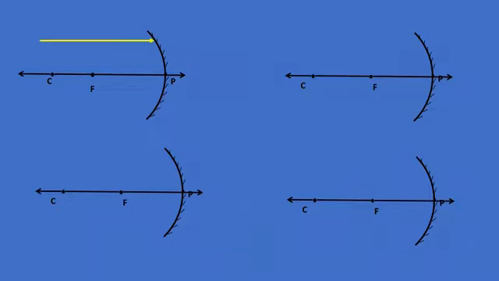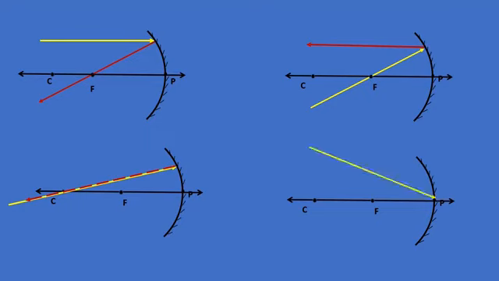Light ray which is passing parallel to principal axis passes through principal focus after reflection. Light ray which passes through focus after reflection comes out parallel to the principal axis. Light ray which is passing through center of curvature gets reflected in the same direction. And the last, when the light ray is incident at the pole, it gets reflected in such a way that the angle with principal axis is same.